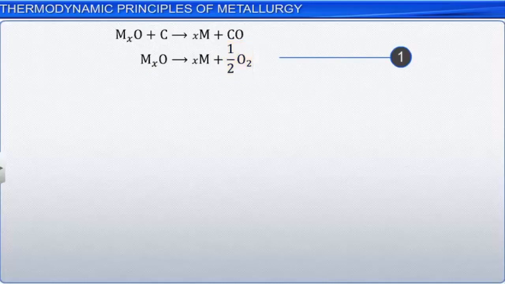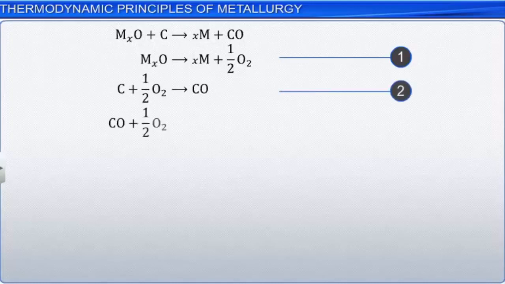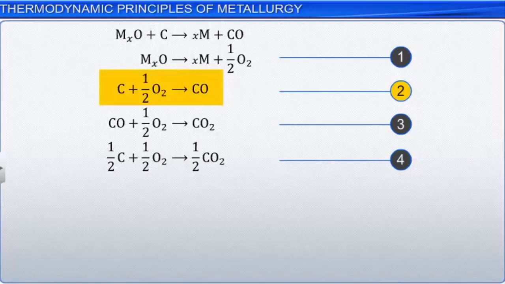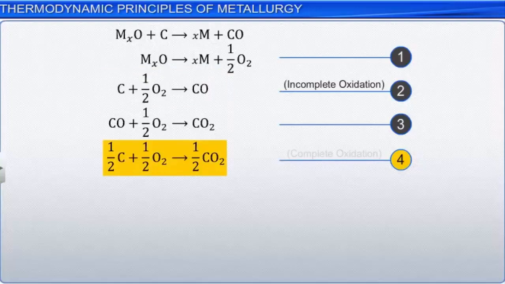If carbon and carbon monoxide are used as reducing agents, then the reactions can be represented as C plus half O2 gives CO. CO plus half O2 gives CO2. And half C plus half O2 gives half CO2. As you can see, the first reaction represents the incomplete oxidation of carbon, while the fourth reaction represents the complete oxidation of carbon.